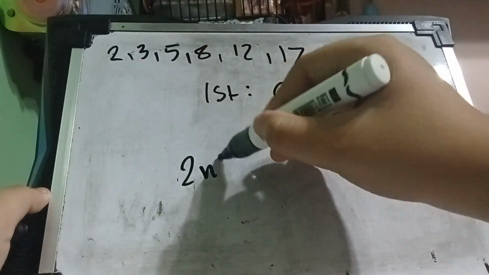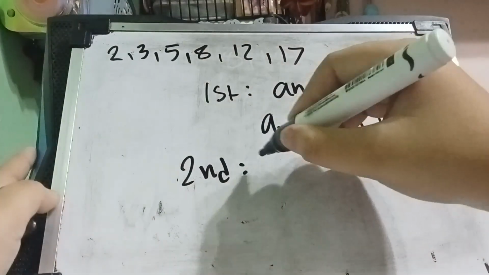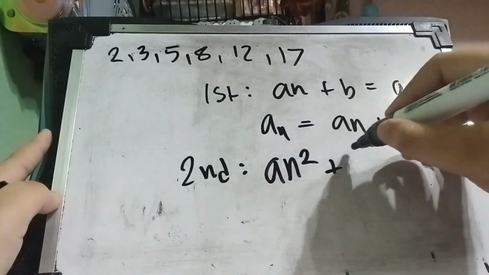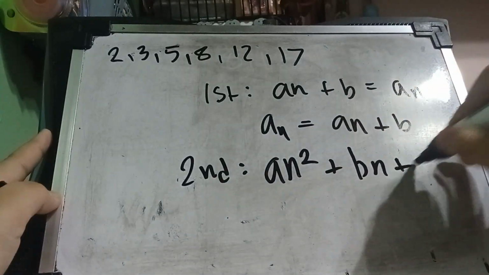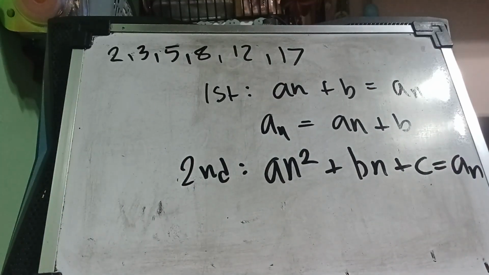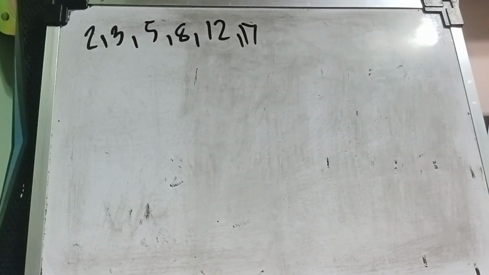Sa second difference natin, iba siya. Magiging A N squared plus B N plus C is equal to A sub N. And vice versa. Hanggang parang ganyan rin siya. Okay? So, yan yung ating formula. Sa ating linear na equation, yung first difference, ganyan rin yung gagawin natin. But, instead of 2 equations, we are going to make 3 equations, which equals to 3 pairs. Kukuha tayo ng 3 pairs from the table.